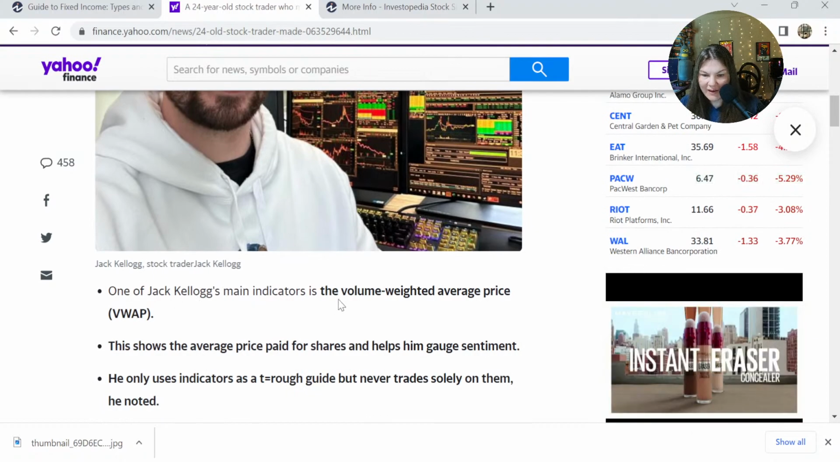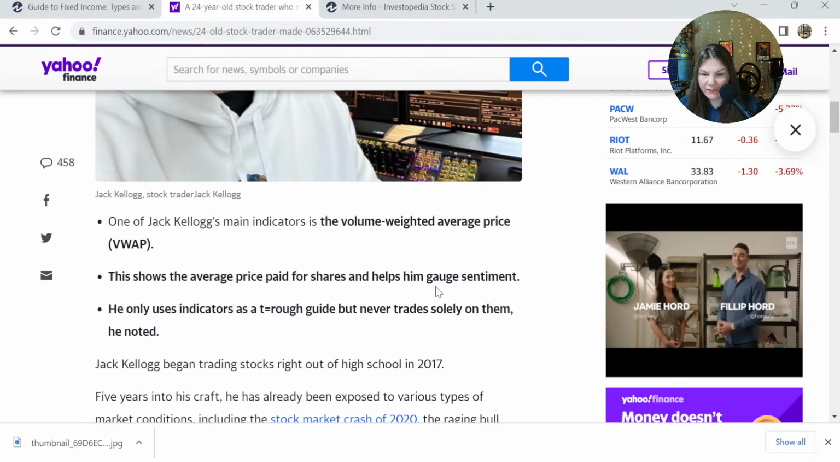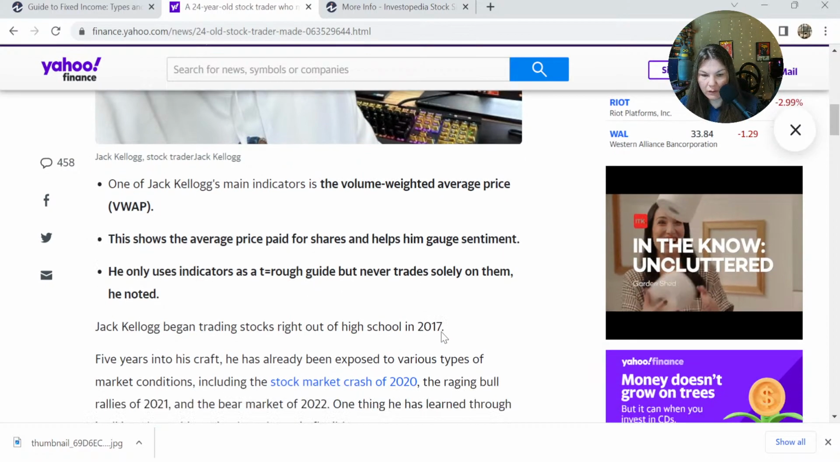One of Jack's main indicators is the volume-weighted average price. This shows the average price paid for shares and helps him gauge sentiment. He only uses indicators as a rough guide, but never trades solely on them.